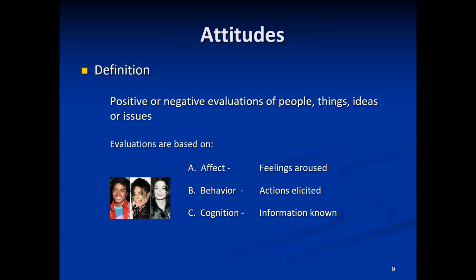Finally, a person's attitude towards Michael Jackson might be based on cognition, what they know about him. For example, they might know that he donated to 39 different charities, causing them to like him. Or they might know that he was suspected of child abuse, causing them to dislike him.